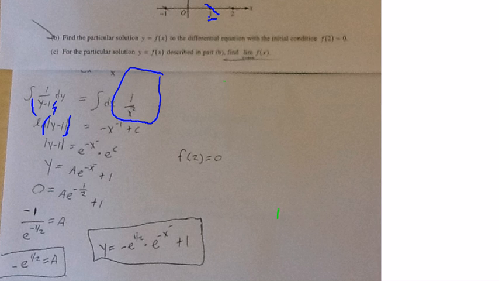So, now it's time to plug in our initial condition, x equals 2, y equals 0. So we plug in 2 for x. So we have e to the negative 1 over x, and then e to the negative 1 over 2, because x is 2, plus 1 equals 0. Then we subtract the 1, and then we divide by e to the negative 1/2. If you think about it, -1 over e to the negative 1/2 is basically like saying negative e to the 1/2, which is what our a is right here.